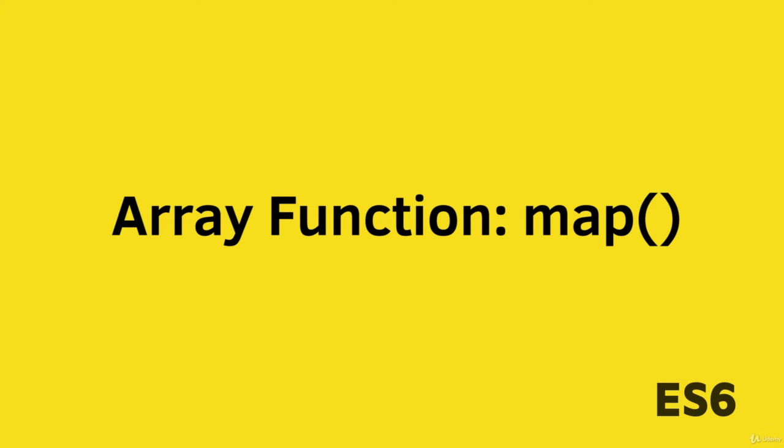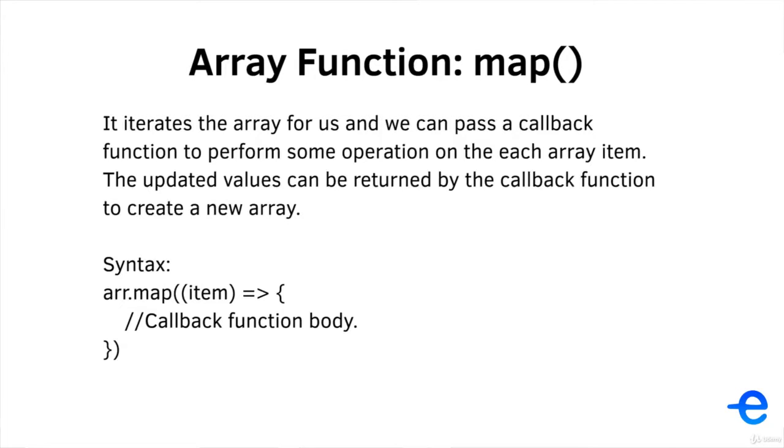In this video, we will learn about a new array function called map. When we use the map function on an array, it iterates the array for us, and we can pass a callback function to perform some action or operation on each array item, and we can return the updated value to create a new array. This is the syntax for using map on an array: array dot map, and inside the parenthesis we're passing a function. So let's try an example to understand it better.